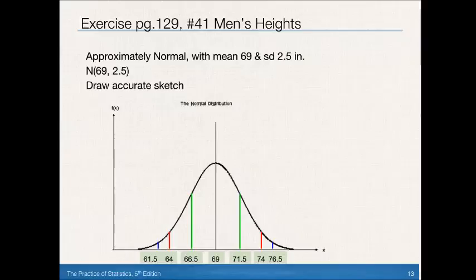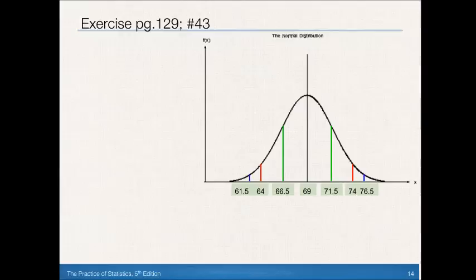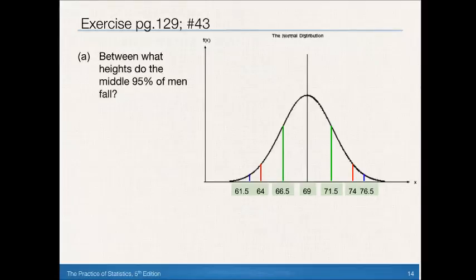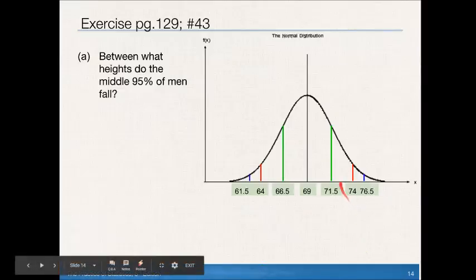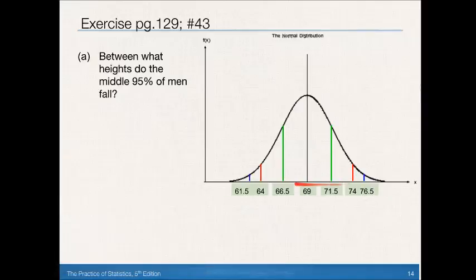Well, on page 129, number 43 has to do with that graph that we just produced. So we're going to use the 68, 95, 99.7 rule to answer some questions about that. First question is between what heights do the middle 95% of the men fall? So we've already calculated that when we did our graph. So that's going to be the 95%. This is the 68, and the red ones are the 95%. So it's simply answered as 64 to 74 inches fall within the middle 95% of men.